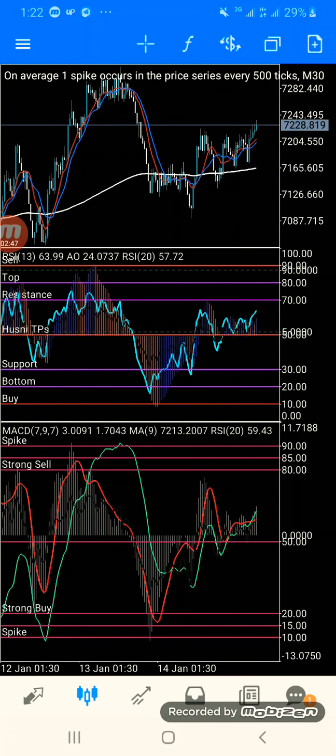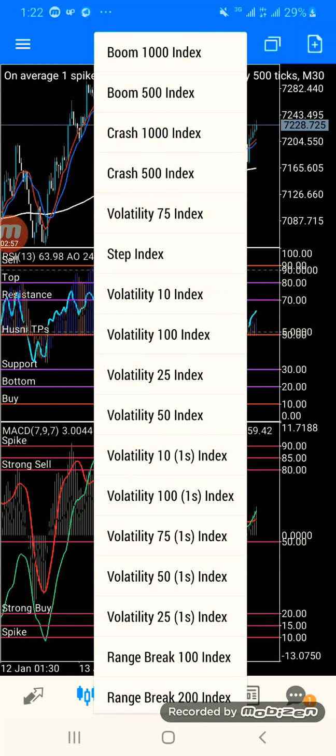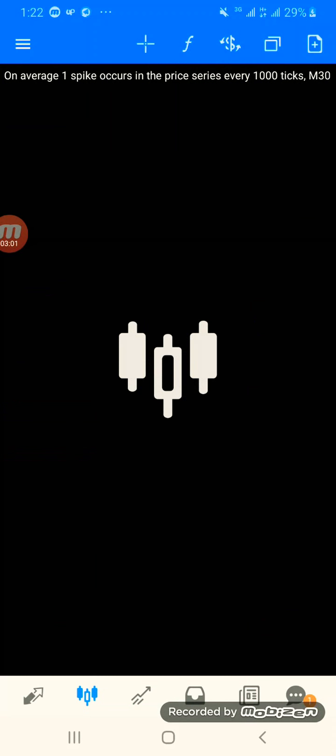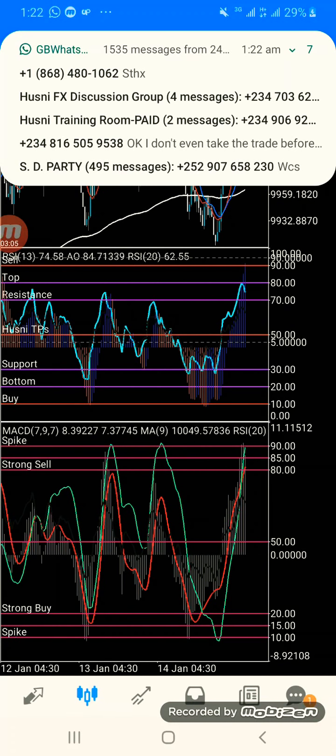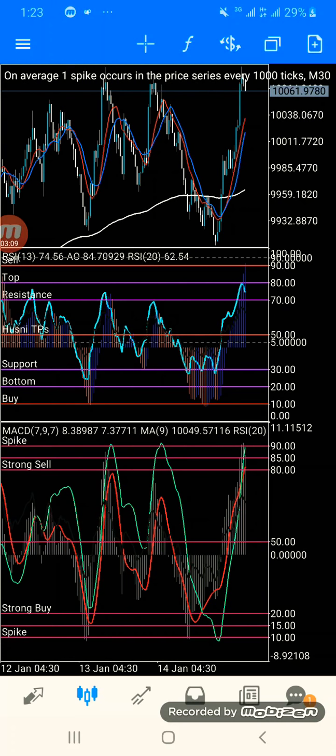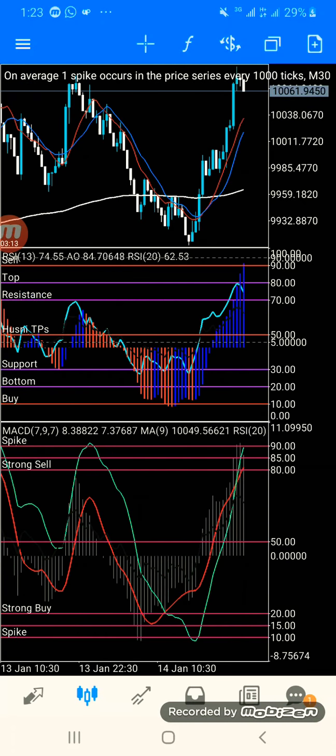So by finding a trend, use the 2 screen layout. Then let us search one by one for the boom and crash trend. Let us firstly find boom 1000. Now I see boom 1000 is a selling.